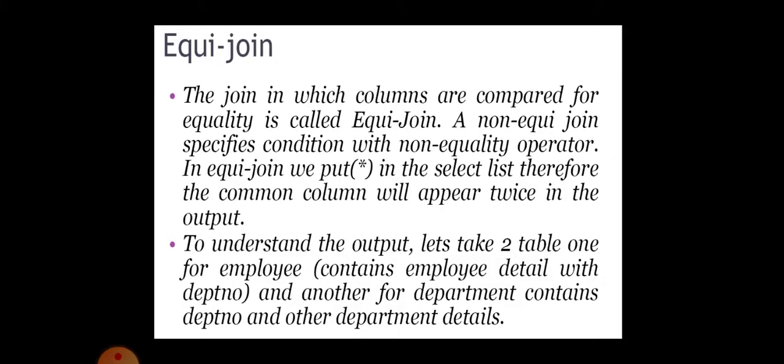In EQ join, we put star in the select list. Therefore, the common column will appear twice in the output. To understand the output, let's take two tables. One for the employee. It contains the details with the department, and another for department contains the department details.